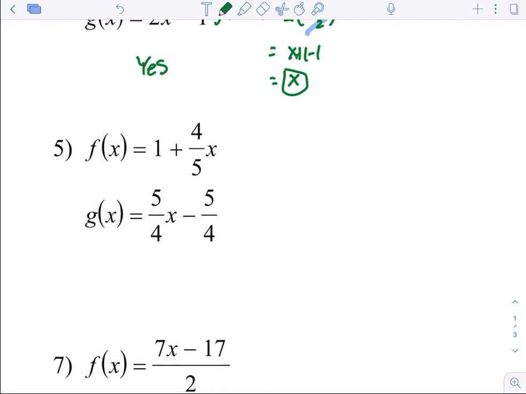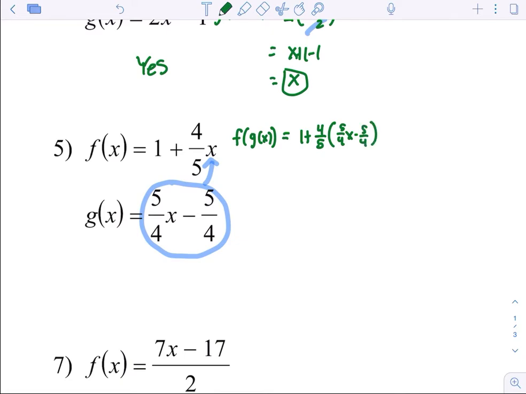Alright, 5. I'm going to do f of g of x. So substituting all of this in for that x. So you guys are going to get 1 plus 4/5 in parentheses 5/4 x minus 5/4. You're going to distribute, which is equal to 1 plus 4/5 times 5/4, you guys, is just 1, so it's just going to give you x. 4/5 times negative 5/4 is negative 1, and that's just going to be x.